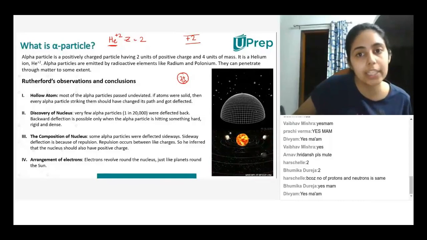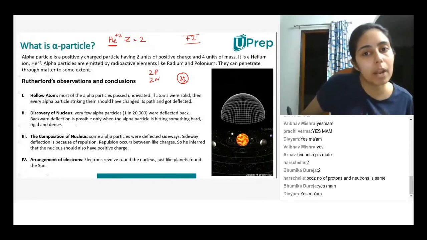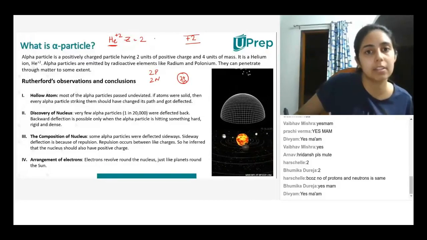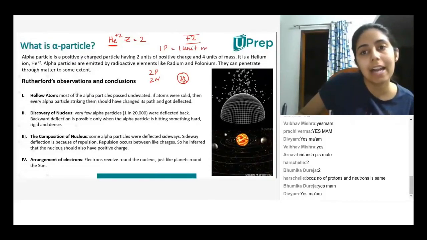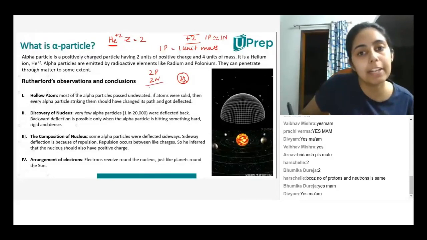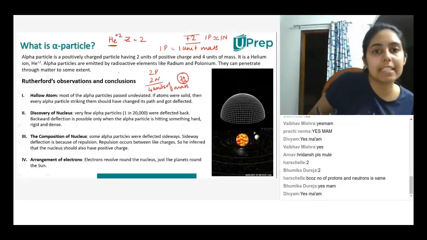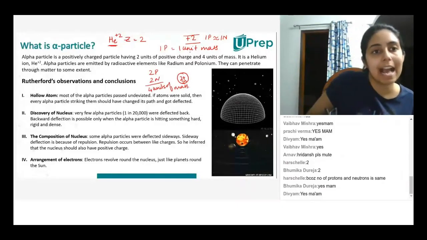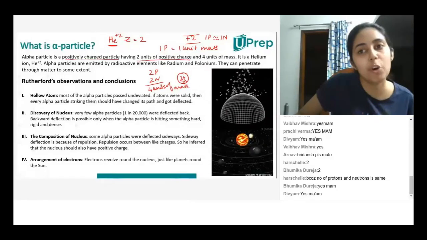inside the nucleus, I have 2 protons and 2 neutrons. If I say one proton is equal to 1 unit mass, and I say the mass of 1 proton is approximately equal to the mass of 1 neutron, then what happens? I end up getting 4 units of mass inside the nucleus. Okay, so basically that is what the statement is saying. An alpha particle is a positively charged particle having 2 units of positive charge and 4 units of mass.